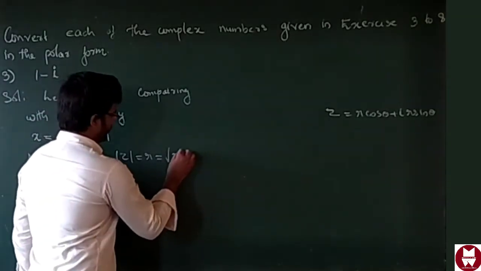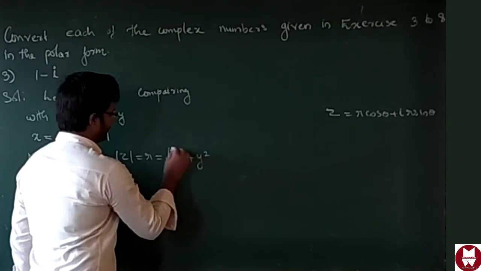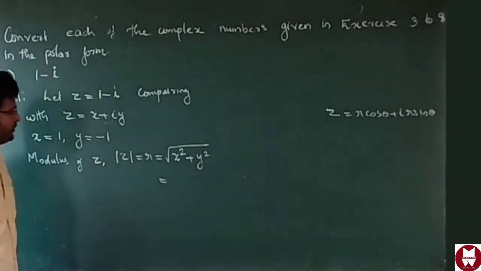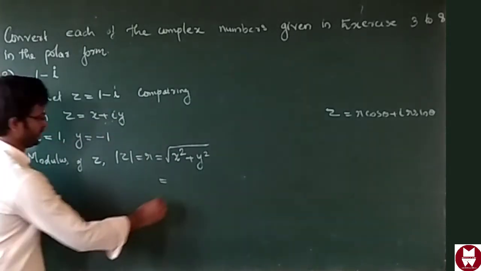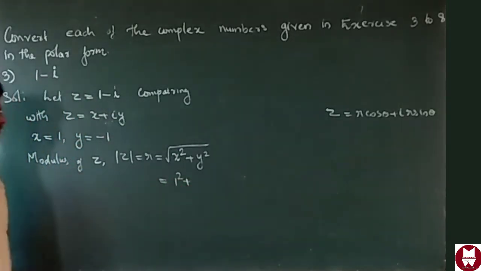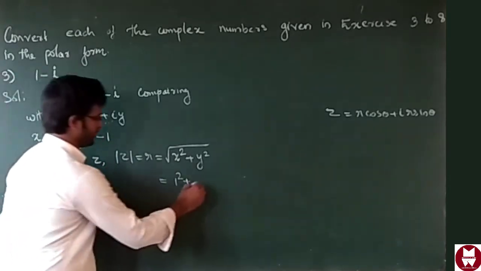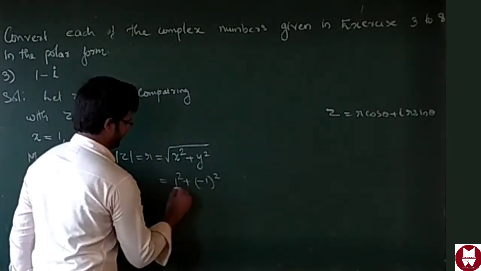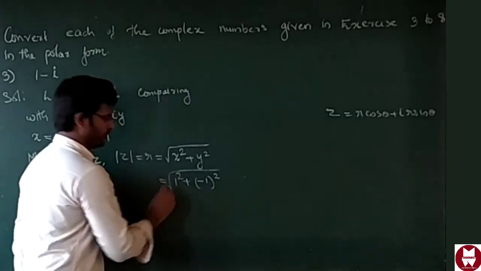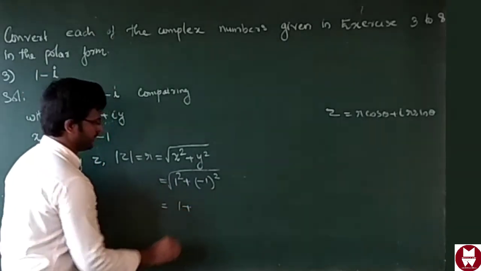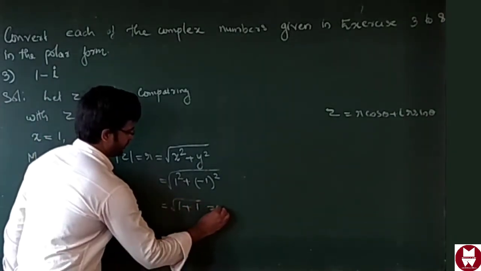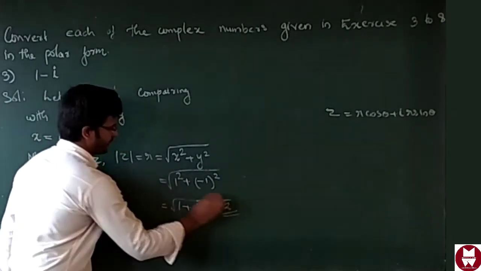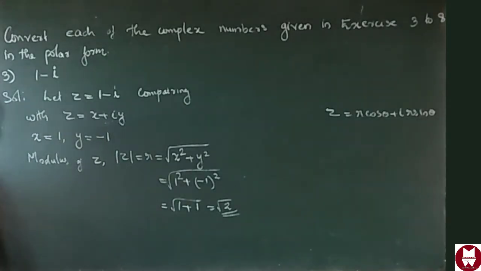The formula is square root of x square plus y square, equal to square root of 1 square plus y square, where y is minus 1. Equal to square root of 1 square, we can write 1 plus minus 1 all square. Minus 1 into minus 1 is 1. Equal to square root of 2. We got modulus of z equal to square root of 2.